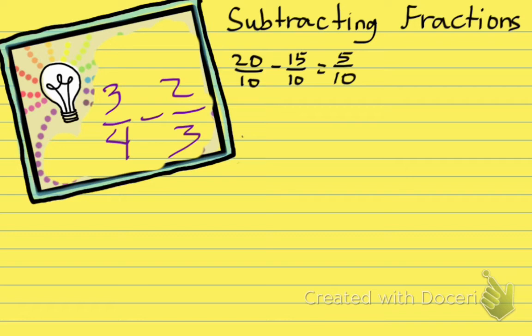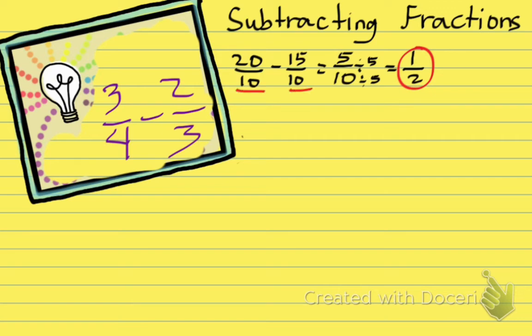So 5 and 10, we can both divide by 5. Both numbers are divisible by 5. So 5 divided by 5 and 10 divided by 5. There you go. 5 divided by 5 is 1 and 10 divided by 5 is 2. And we have our final answer, 1/2. So it's very easy if we subtract fractions with the same denominators.